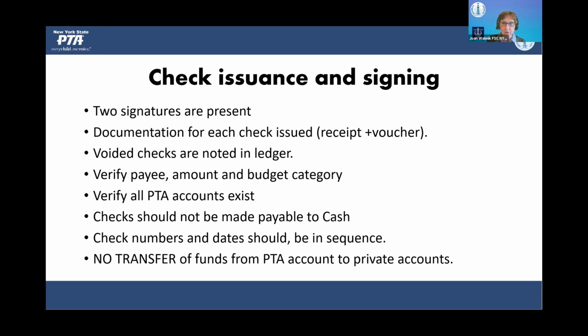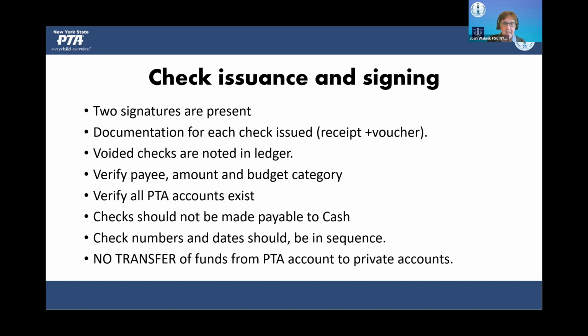When we're looking at checks, the things we have to look for are two signatures present, documentation for each check issued, a receipt plus a voucher. Okay, a voucher can be a piece of paper. You can have something that's two copies so that the treasurer can hold one copy, and the person that you were issuing the check for gets a copy with their check. Voided checks are noted in a ledger.